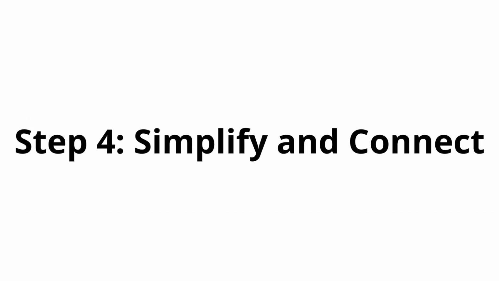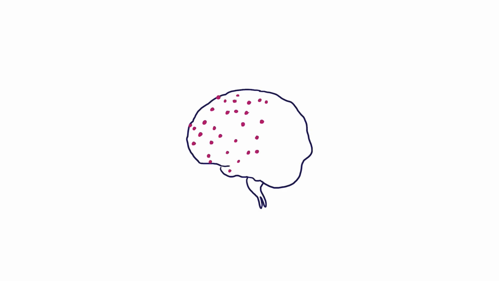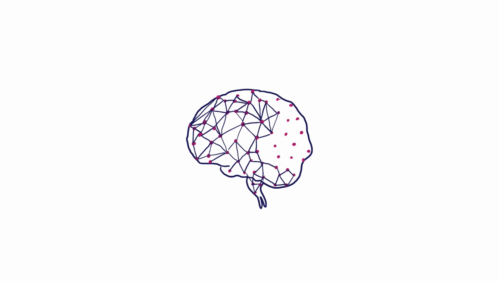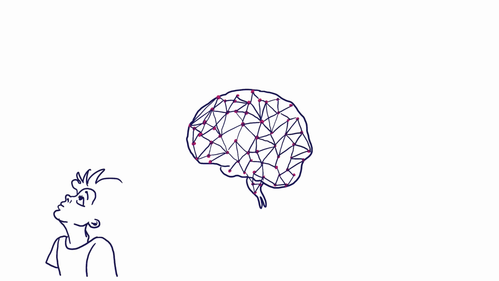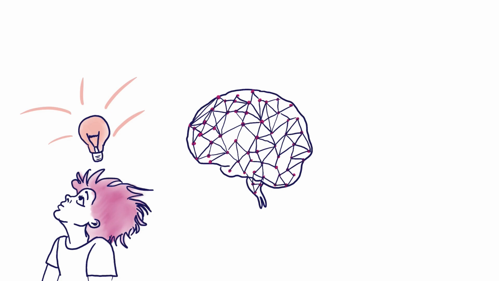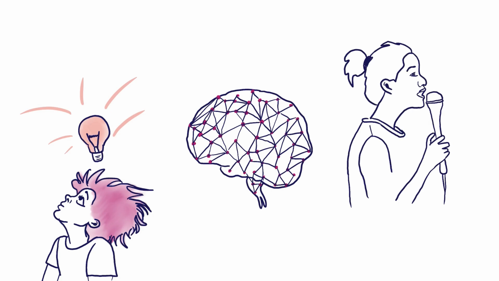Step 4. Simplify and connect. The last step is about refining your explanation to make it even simpler and more connected to real-world examples. After addressing the gaps in your knowledge, revisit your explanation. Can you simplify it further? Can you relate it to everyday experience or commonly used concepts? This process not only deepens your understanding, but also enhances your ability to communicate the concept effectively to others.